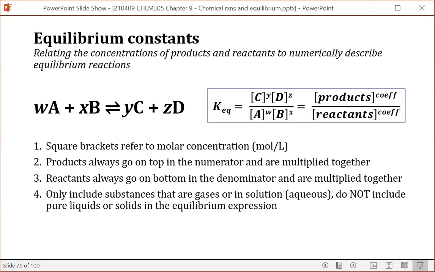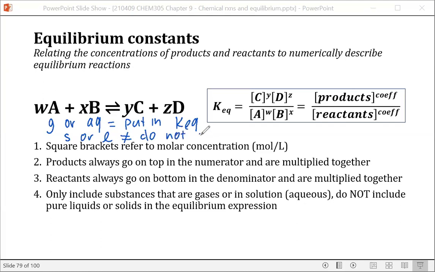When you write KEQ expressions, you only want to include substances that are gases or that are in aqueous solution. So in your chemical reaction, when you look at the phases, if anything is gas or aq, you can put it in the KEQ expression. But if you have a solid or a liquid, it can't go in the KEQ expression. Do not include.